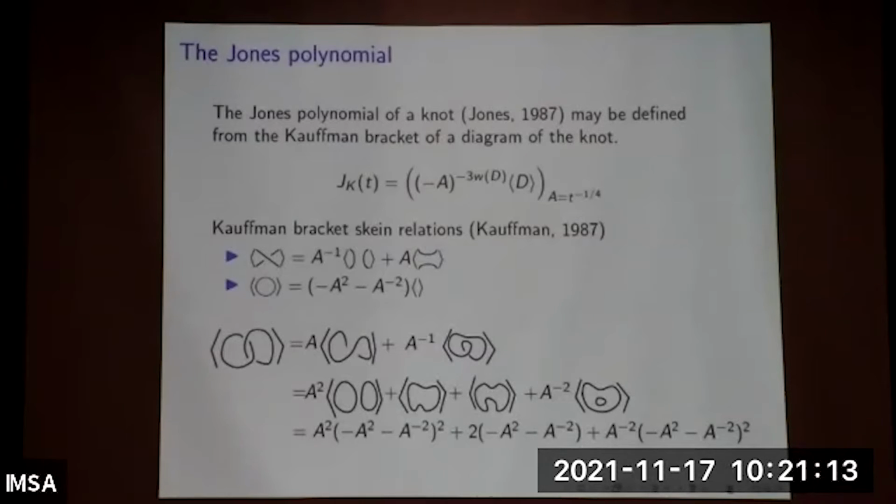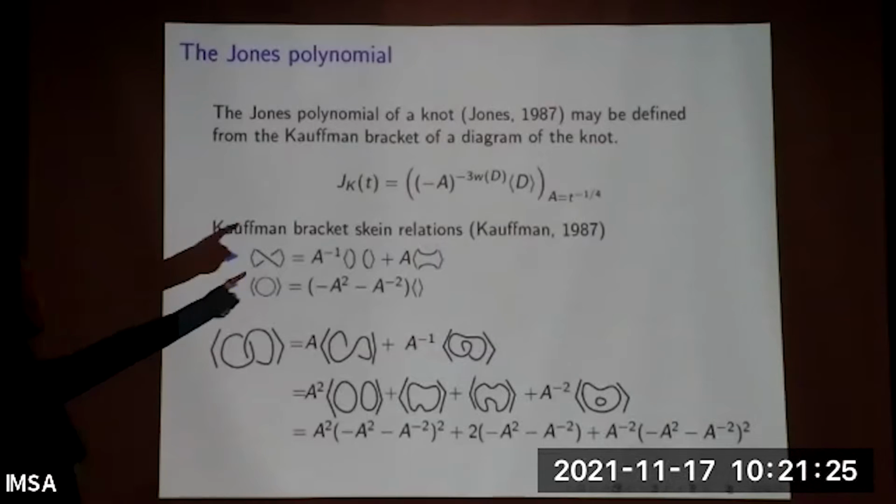So, question. For the skein relation, do you not require an orientation? No, you don't need an orientation. The orientation is taken out and put in the writhe.